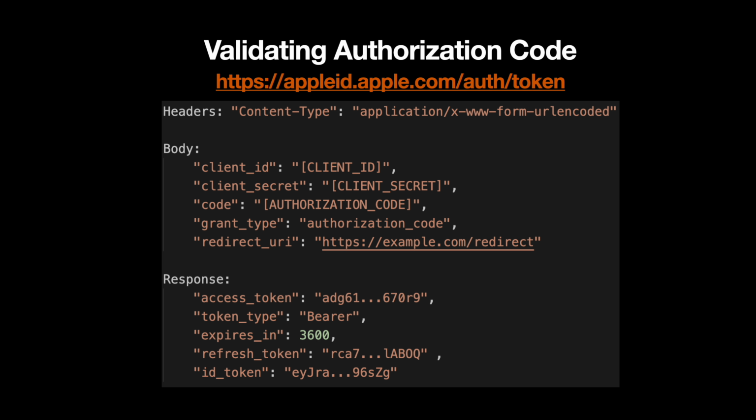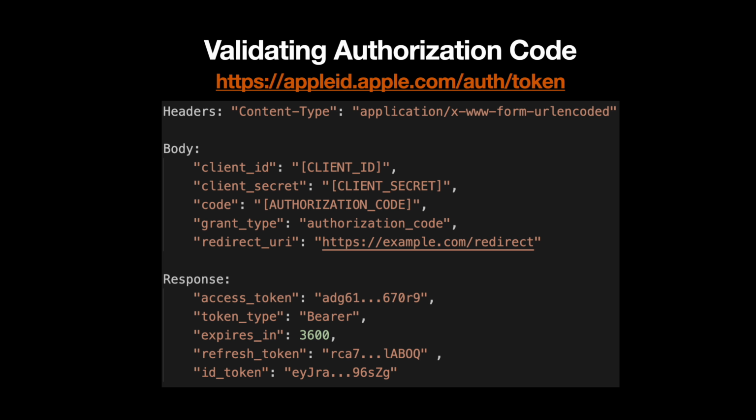So here is how the request looks like: appleid.apple.com/auth/token. It has a body. Client ID, which we already discussed, is the bundle ID of the application. Client secret is the one which we made in the beginning of the video. Code is the authorization code, in string, which we received in the Apple ID credentials. Grant_type is authorization_code. And if you're using sign in on the web, you can also have a redirect URI with some URL. And the response will be like this.